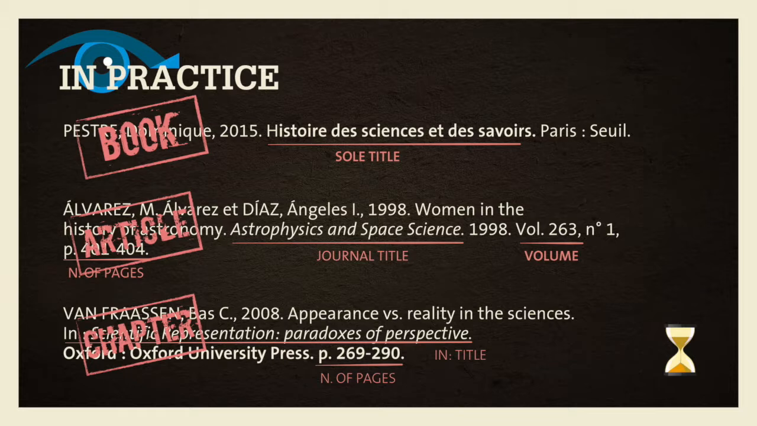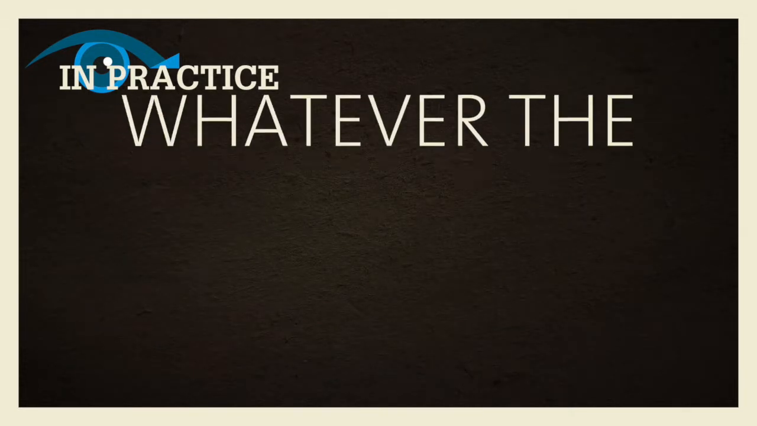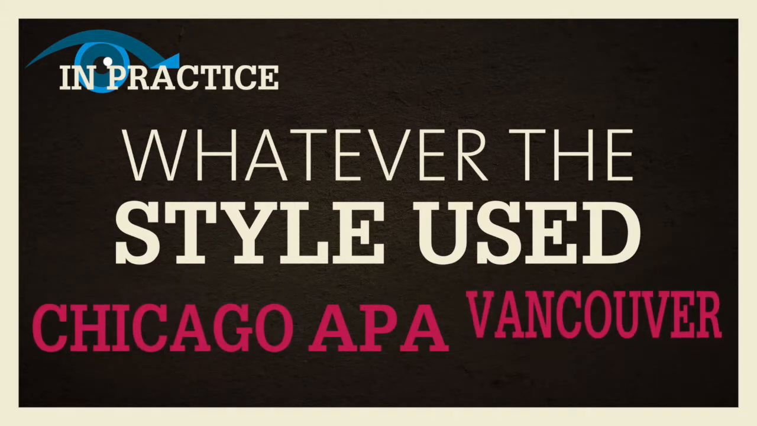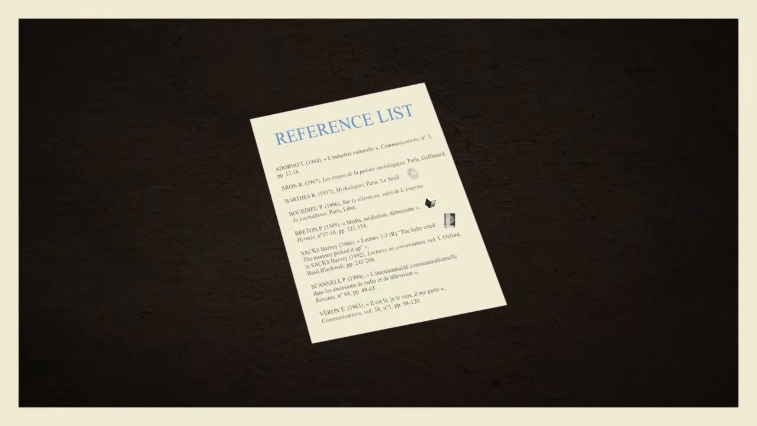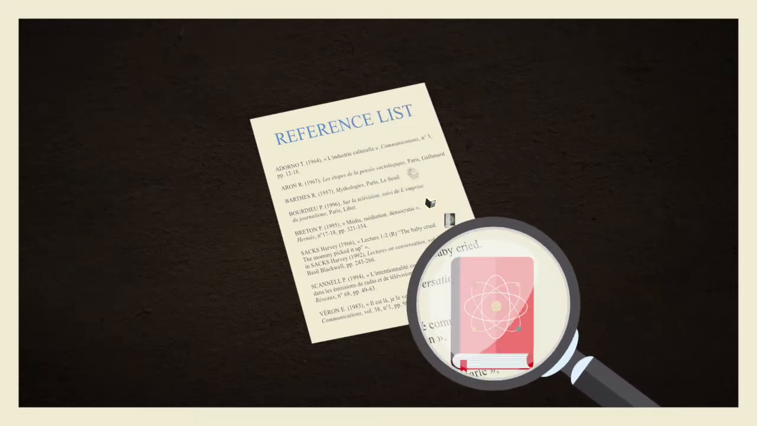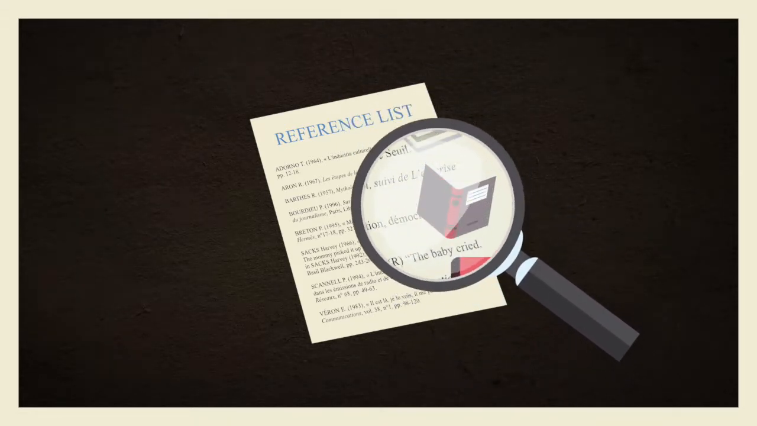Clues like a title or an editor can help you differentiate between references, whatever the style used. APA, Chicago, or Vancouver. In the end, recognizing the types of sources in a reference list will help you avoid unwanted surprises and understand what you might find.